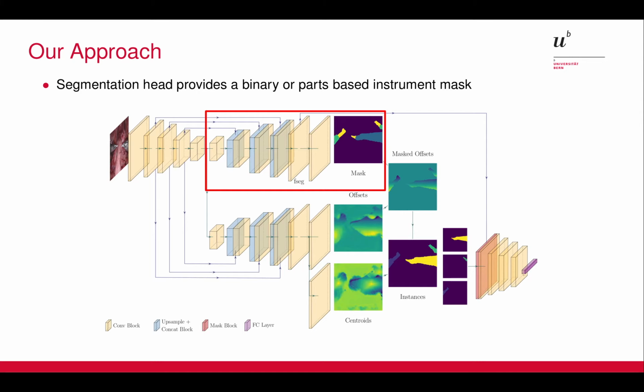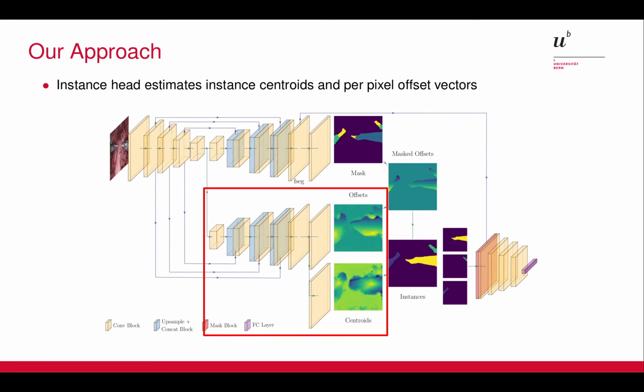In our segmentation head, we predict a binary or part-based fine-grained pixel-wise prediction of the instrument mask. This is similar to what previous work has focused on. In our instance head, we predict two outputs. For every instance, we predict its centroid. And for every pixel in an instrument, we predict the offset vector from the pixel to the centroid.